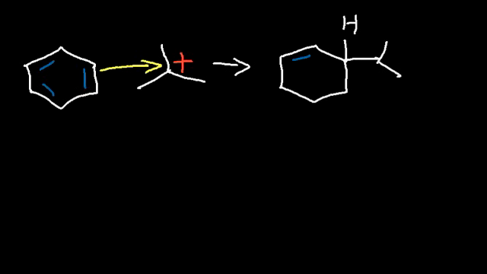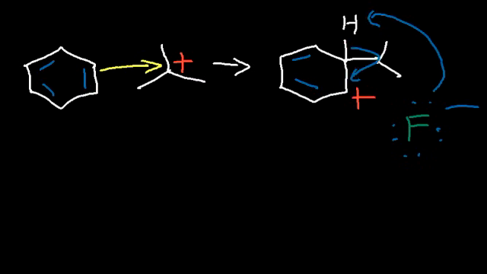And then in the next step, we're going to use fluoride instead of chloride as a weak base to remove the hydrogen, regenerating the aromatic ring. And so we're going to get tert-butylbenzene again.